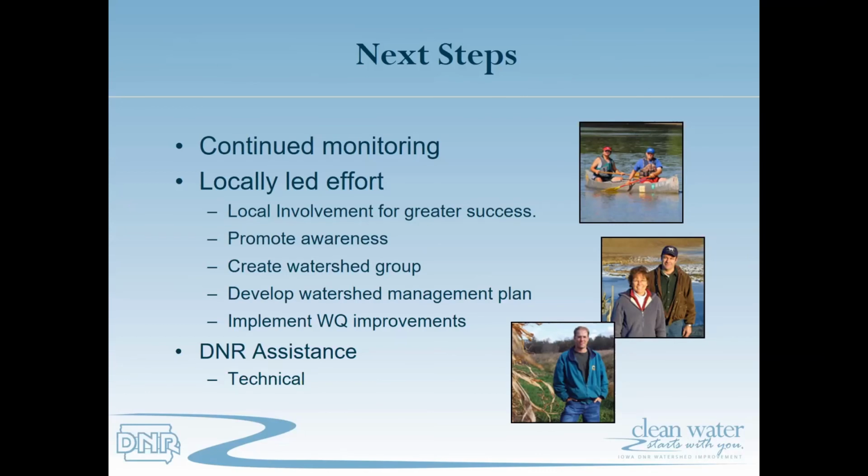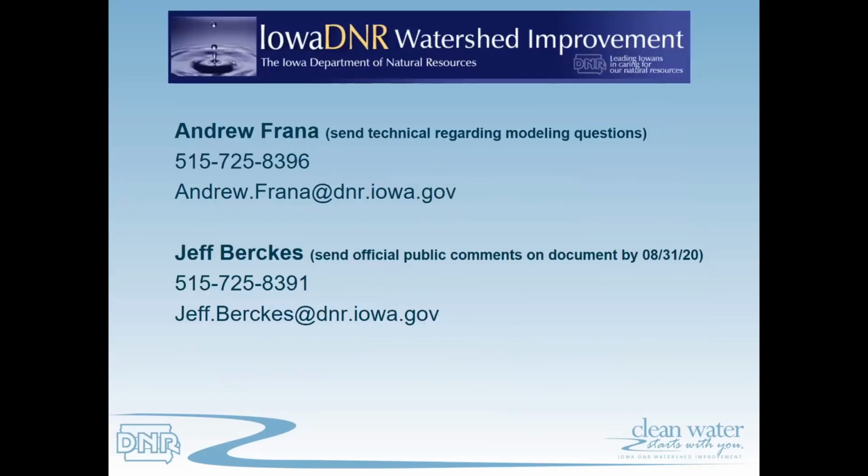And always, to be successful, we want to have a locally led effort. The more people involved, more people on the ground in the watershed, the higher the chance of success we're going to have. And some of the things that we can do are promote awareness, create a watershed group, and use this water quality improvement plan. And further, the DNR may be able to assist with technical issues with these best management practices and design. But from there, I'm going to kick it back to Jeff just to round things out.